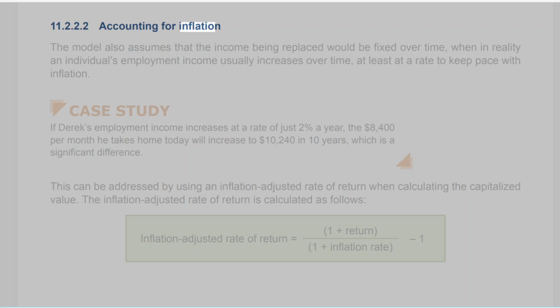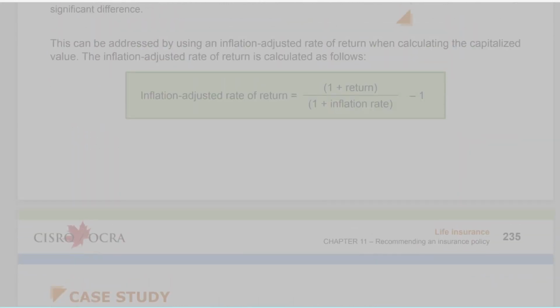1.1.2.2.2 Accounting for inflation. The model also assumes that the income being replaced would be fixed over time, when in reality an individual's employment income usually increases over time, at least at a rate to keep pace with inflation. Significant difference. This can be addressed by using an inflation-adjusted rate of return when calculating the capitalized value. The inflation-adjusted rate of return is calculated as follows. Inflation-adjusted rate of return equals (1 + return) / (1 + inflation rate).